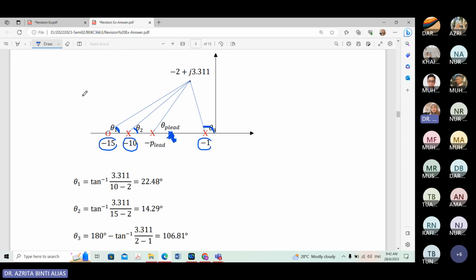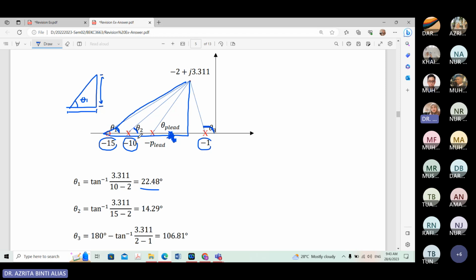From here, you just imagine the triangle contributing to theta 1. So the triangle will become like this, and we need to find this theta 1. The formula that we use here is tangent inverse of 3.31, the distance between this and this, divided by the distance between this and this. And the value here must always be positive because we consider the distance.